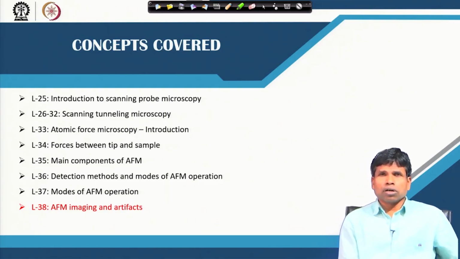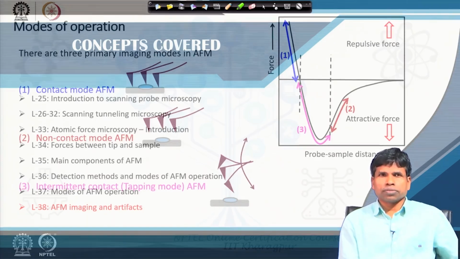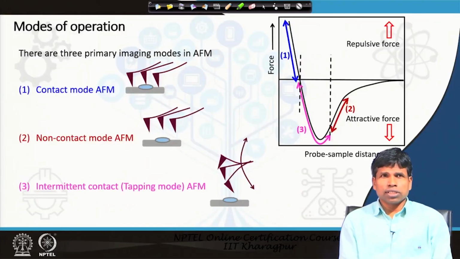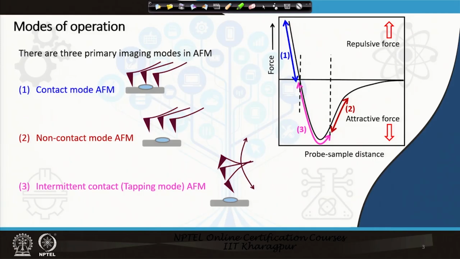of AFM images taken in different modes. We have discussed these three different modes: one is contact mode AFM, non-contact mode AFM, and then intermittent contact mode or tapping mode.